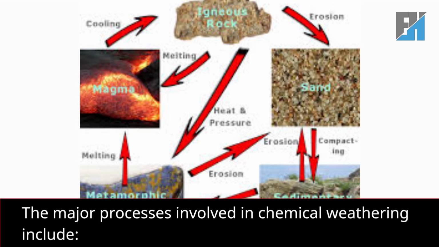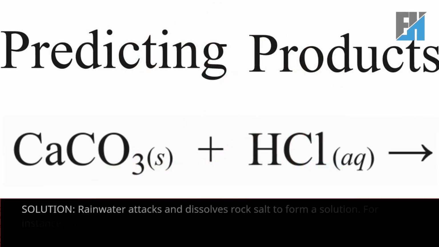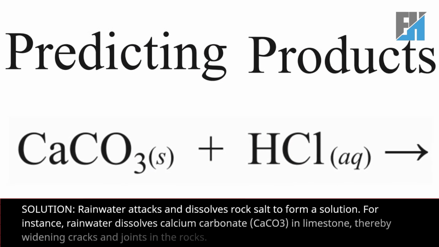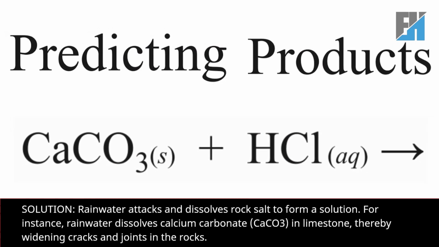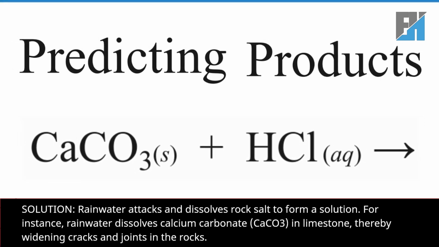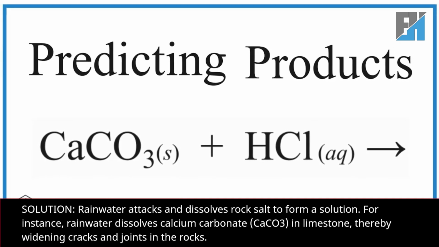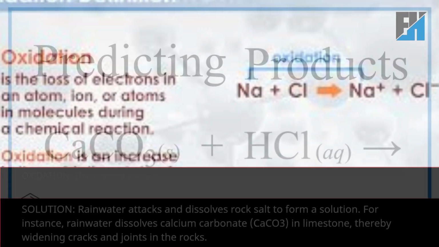The major processes involved in chemical weathering include solution. Rainwater attacks and dissolves rock salt to form a solution. For instance, rainwater dissolves calcium carbonate, CaCO3, in limestone, thereby widening cracks and joints in the rocks.